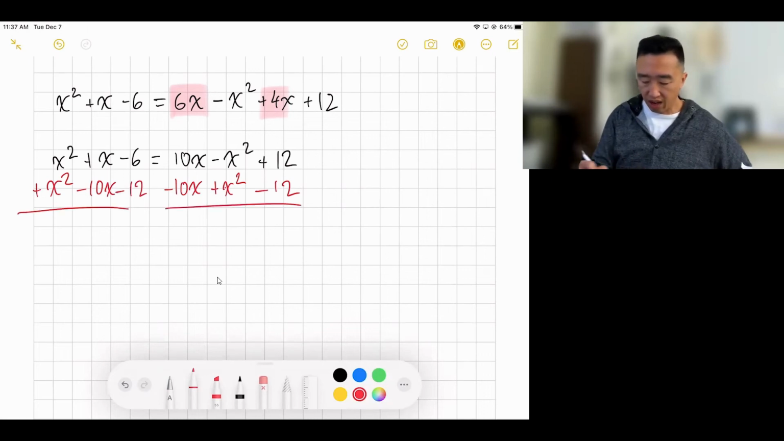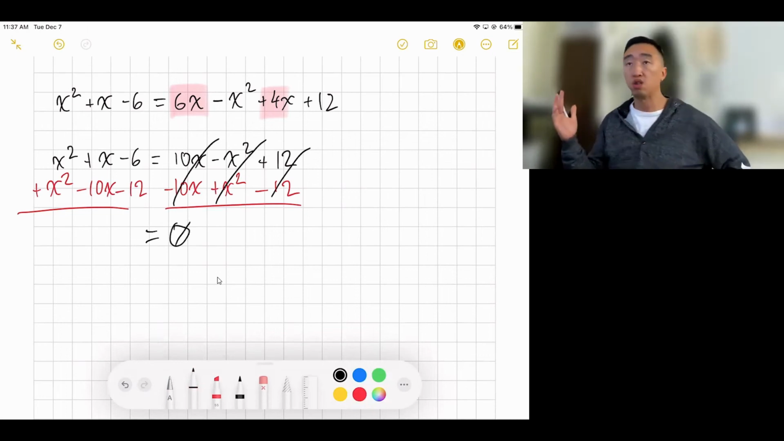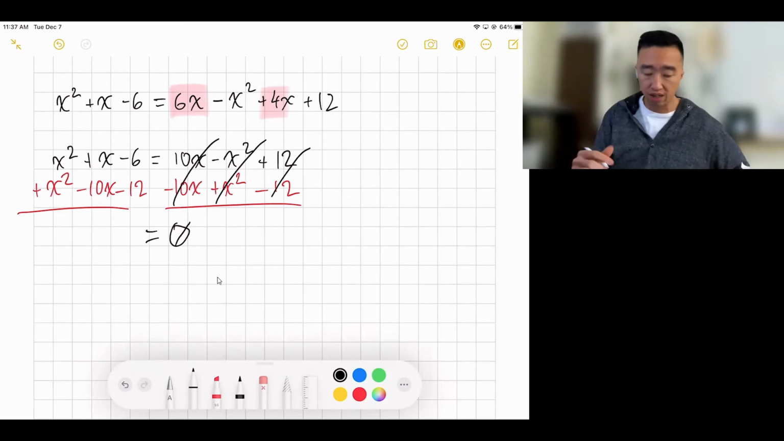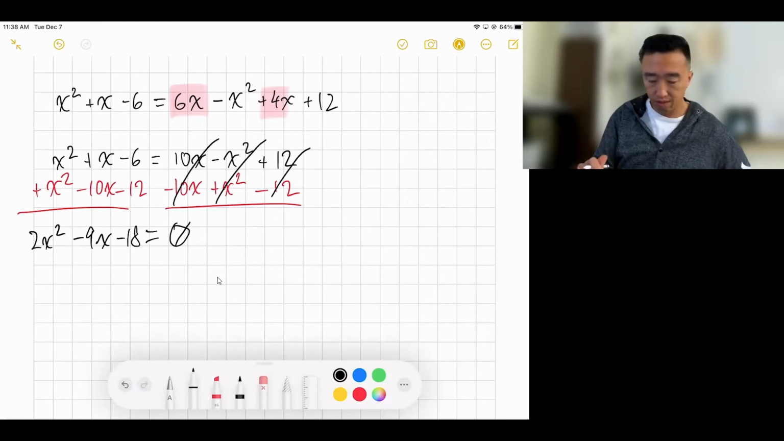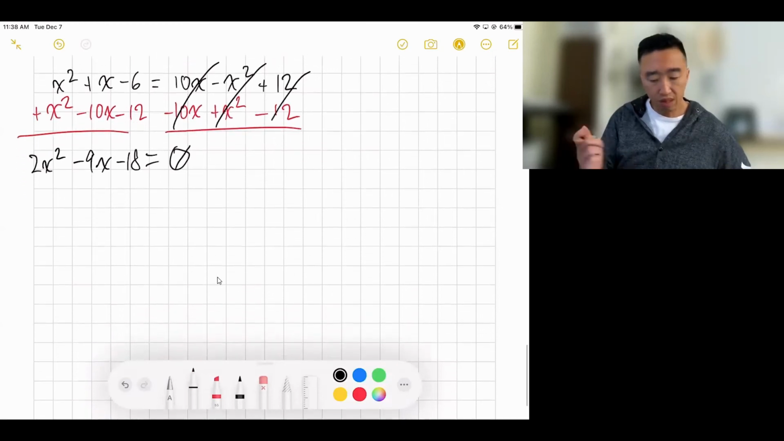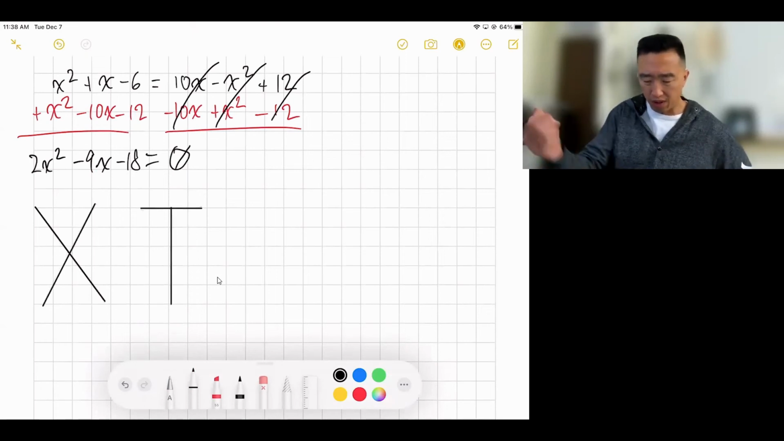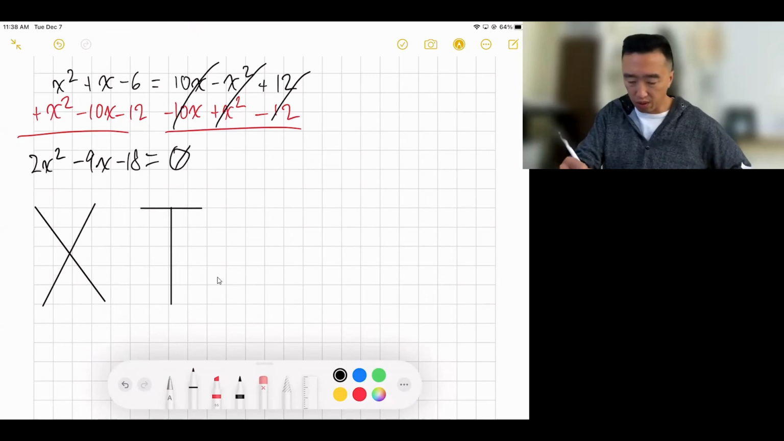So at the end of the day, if you did this correctly, all of these give you 0, which is what you need in order to be able to solve for quadratics. Here I got 2x squared minus 9x minus 18, sorry, minus 18. Okay. And now let's go ahead and factor it. Now, you could use the quadratic formula if you want. I mean, that's totally up to you. You can do either one.